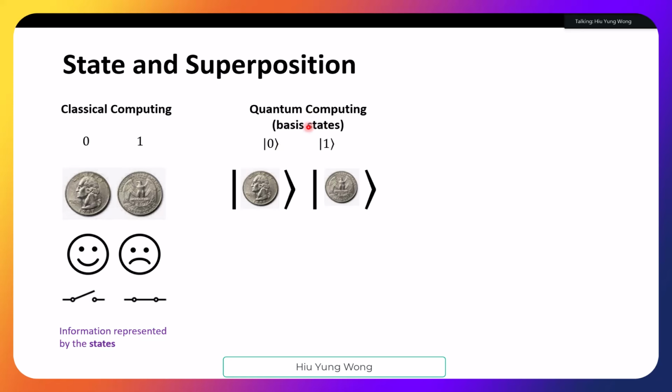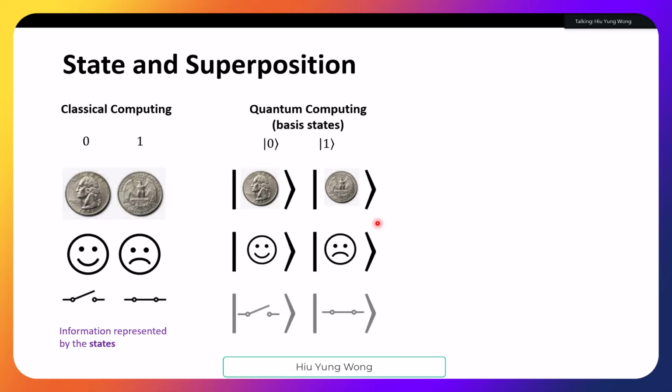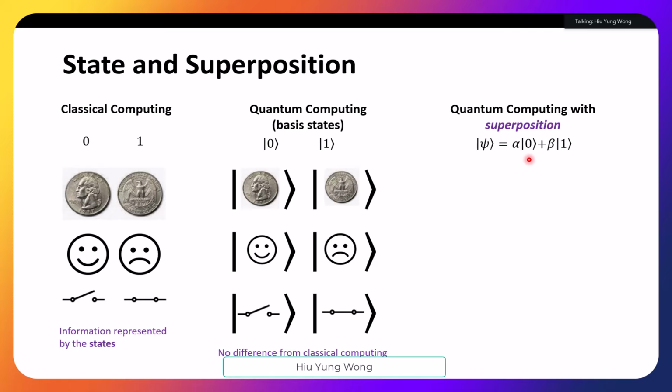If we only work with this computational space, the classical states or basis states, we can probably also use coins, head and tail, happy or sad, or the on-off of a transistor. That's no different at all. So a quantum computer is not something completely different from a classical computer, right? The only difference is that besides working on this 0 and 1 state, we can compute with something called superposition.